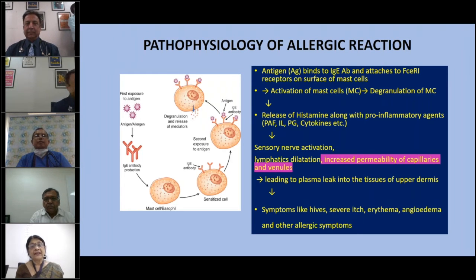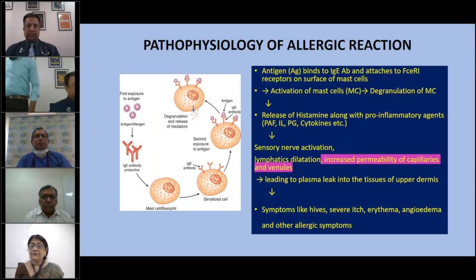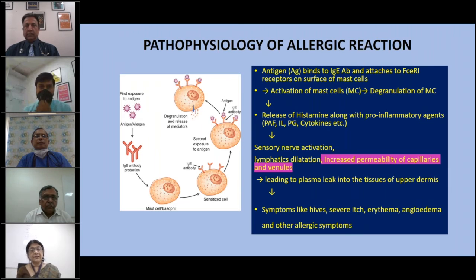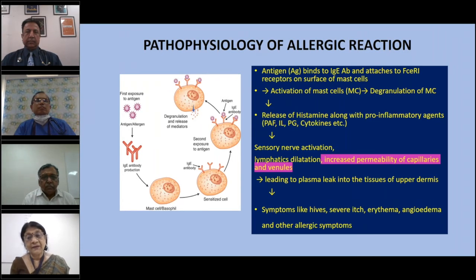So what is the pathophysiology of allergic reaction? Antigen binds to IgE antibodies and attaches to receptors on the surface of the mast cells, which leads to activation of mast cells and subsequent degranulation of mast cells. There is release of histamine along with pro-inflammatory agents like platelet activating factor, interleukins, prostaglandins, cytokines, etc., which leads to activation of sensory nerves with increased permeability of capillaries, venules, and lymphatics, leading to plasma leak into the tissues of upper dermis. This can produce symptoms like hives, sweating, erythema, angioedema, and other allergic symptoms, including allergic rhinitis, conjunctivitis, and even asthmatic attack.